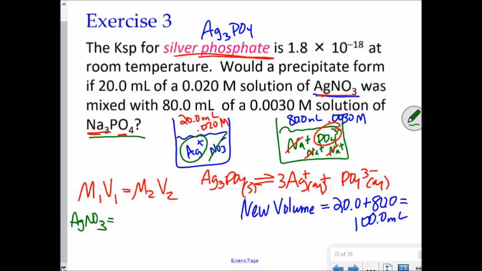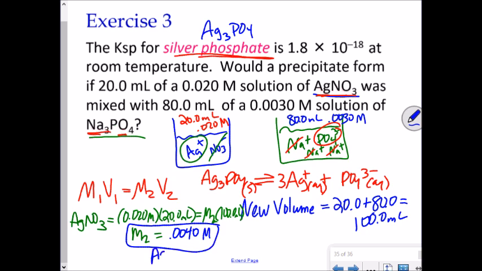Now for our silver nitrate. Let's do that one first. We start out with 0.020 molar times the 20 milliliters equals our M2 times the new volume, which is 100. So what is going to be our M2 of the silver nitrate? What's the new concentration for silver nitrate? 0.0040. Okay, so this is the concentration for our silver.